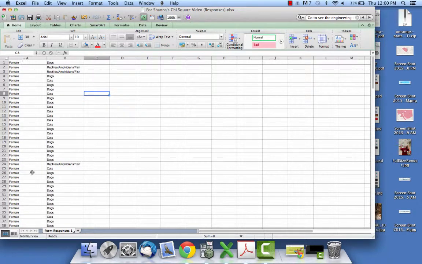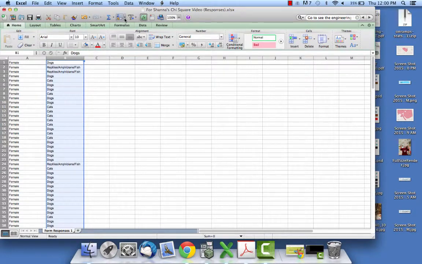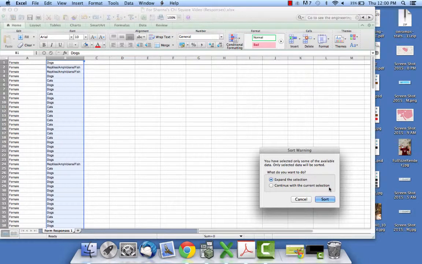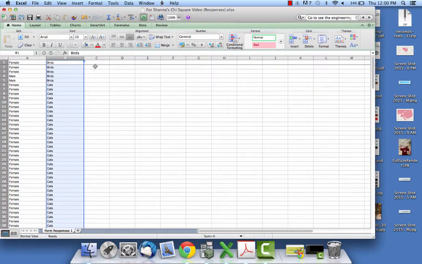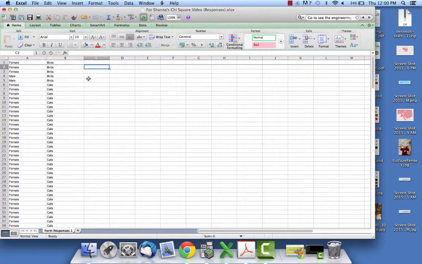Now that this is all in order, I'm going to order this one as well, and it will maintain the order of the other side because it just keeps them in the order that they are, except for grouping. So that one will be at the top of the dogs, that one will be the second one on the dogs, and so forth. But I still want to expand the selection because I still want to keep them together. Okay, so now I can see I have 3 females that said birds, and I have 2 males that said birds.